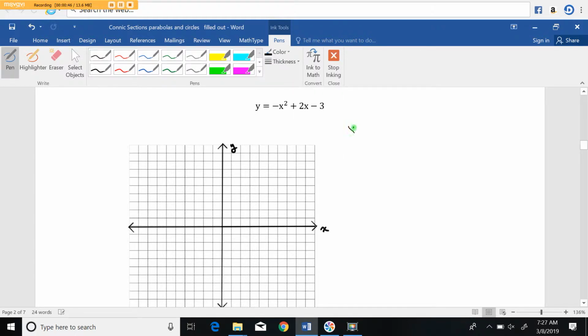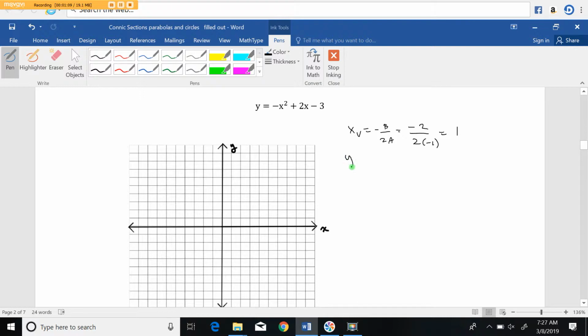So the x coordinate of the vertex we get by minus b over twice a. In this example, minus b is 2 over 2 times a, which is minus 1. So you'll notice the minuses are going to cancel, and 2 over 2 is 1. So the x-coordinate of the vertex is 1. That's a nice, easy number to work with.